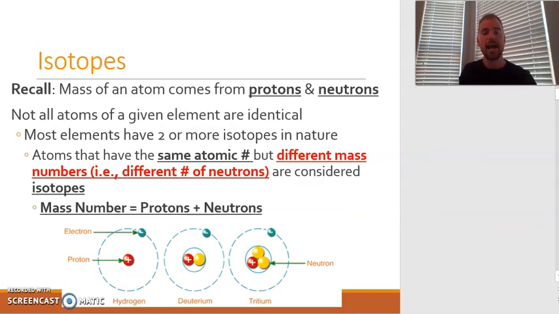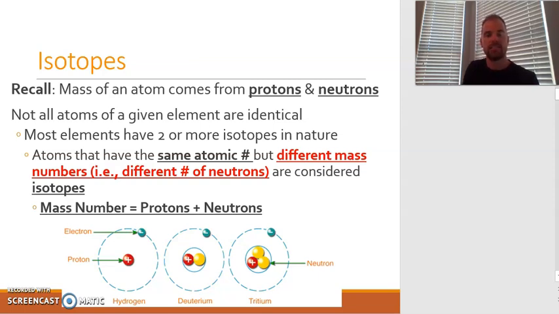So like I said, isotopes are going to be situations where you have an atom that is of the same element, but it weighs differently. It has a different mass. In other words, the mass of an atom, which comes from your protons and your neutrons, is going to be different. So not all atoms of a given element are identical. We saw an example of that on the previous slide. Most elements, in fact, in nature actually have a mixture of at least 2, if not more, isotopes.